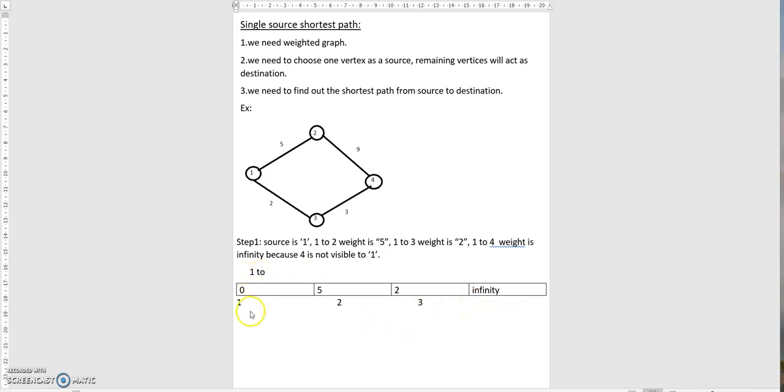From the source to 1, that means from 1 to 1, the weight is 0, and 1 to 2 is 5 and 1 to 3 is 2. Next I don't know 1 to 4, so it is taken as infinity. Okay, now go to step 2.